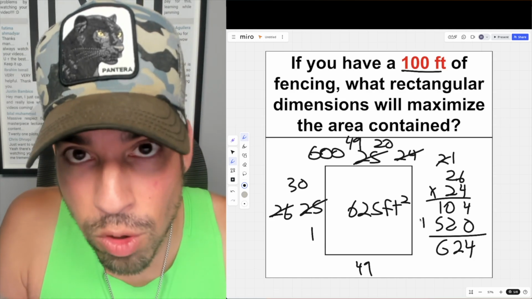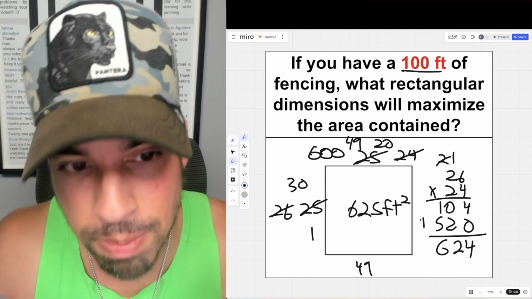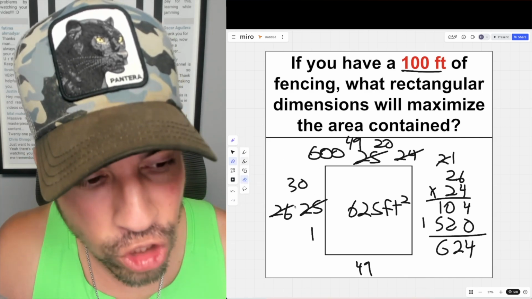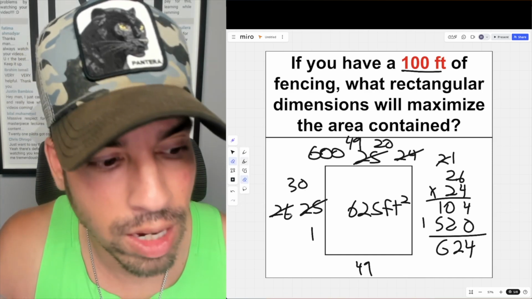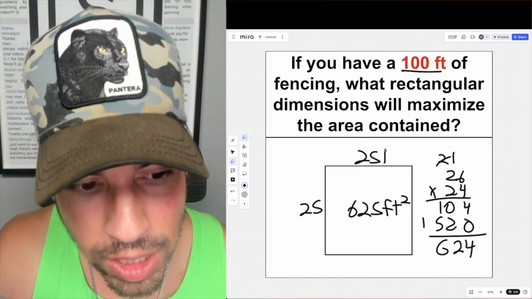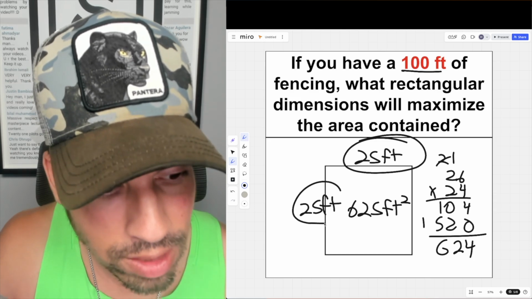So you can see the farther apart they get, the smaller the area, and the closer together, the larger the area, which means that when we're trying to find a shape that maximizes the area for a rectangle, it's going to be a square. So rewinding everything, we are back to dimensions of 25 feet by 25 feet, which makes a square. That's how you do it.